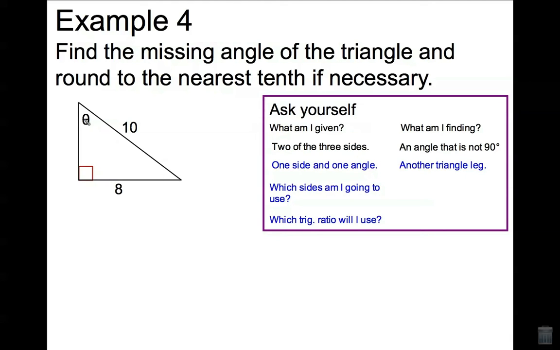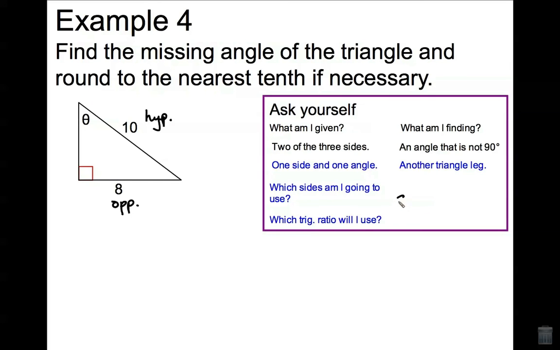All right, here is the angle. Here is the opposite. And here's my right angle. Across from it is my hypotenuse. So I do not know the angle. I am given an opposite and a hypotenuse, two of the three sides. All right, and I'm trying to find an angle that is not the 90-degree angle. This one right here.